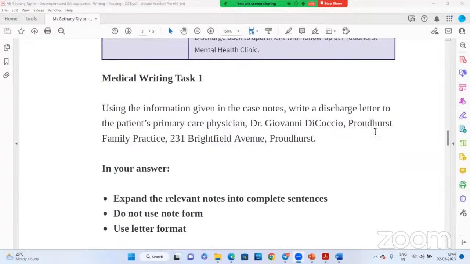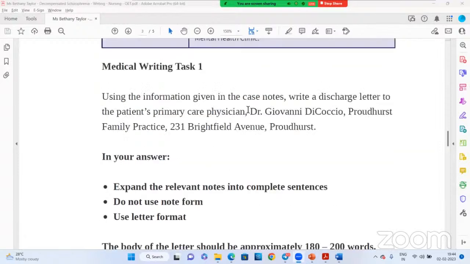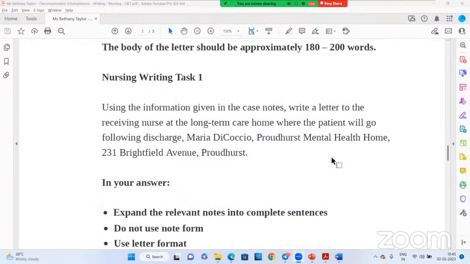This is a medical letter, and below is a nursing letter. Both are here. This is the nursing letter.